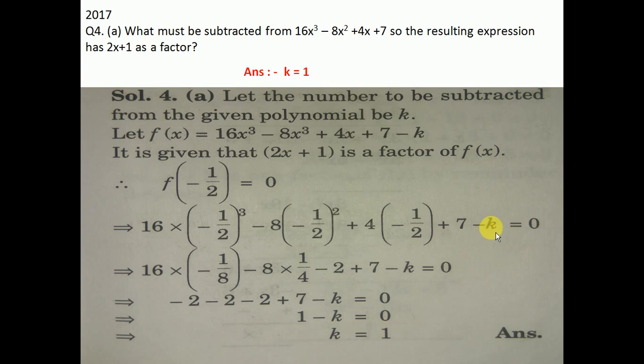K is not known to us. 2 cube is 8. 8 ones are 8, 2 side is minus 2. 4 ones are 4, 2 side is minus 2. This is minus 2 plus 7 minus k is equal to 0. Minus 6 plus 7 is 1. 1 minus k is equal to 0 or 1 is equal to k, means k is 1.